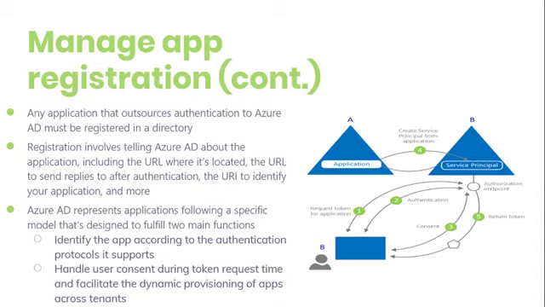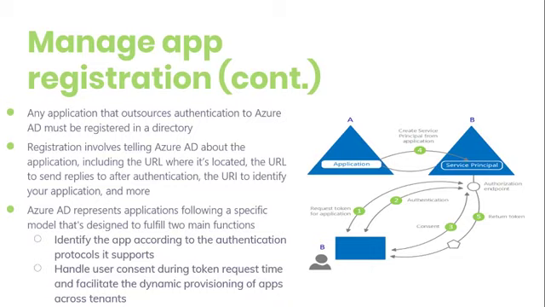Azure AD represents applications following a specific model that's designed to fulfill two functions. The first one: identify the app according to the authentication protocols it supports. This involves enumerating all the identifiers, URLs, secrets, and related information that are needed at authentication time. Here Azure AD holds all the data required to support authentication at runtime.